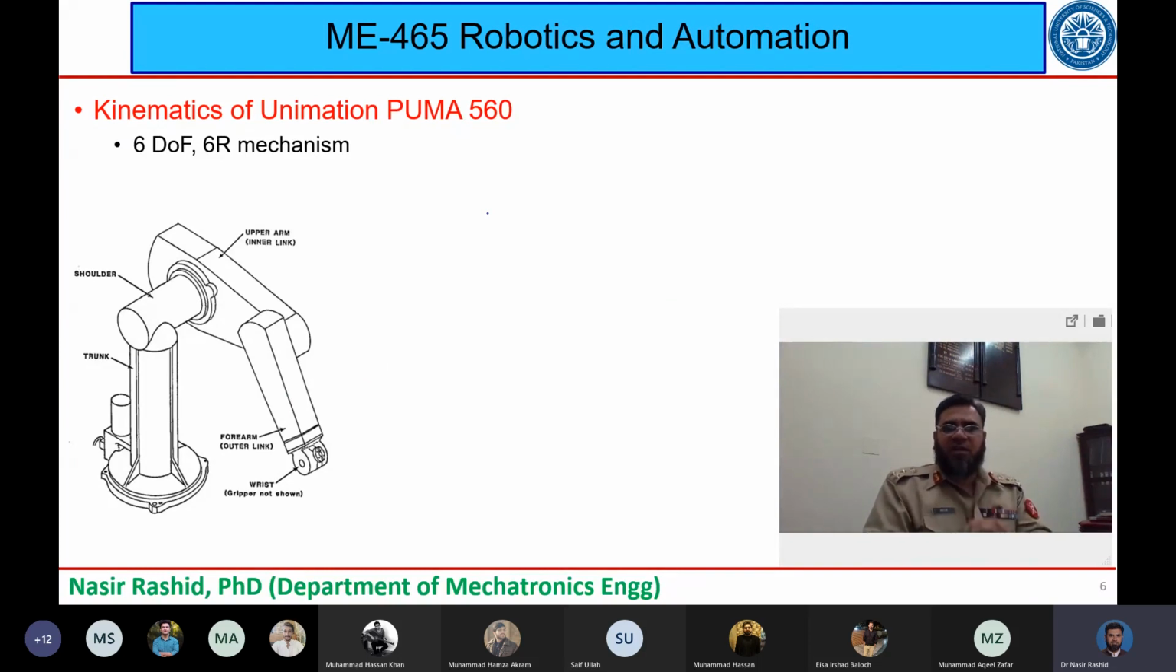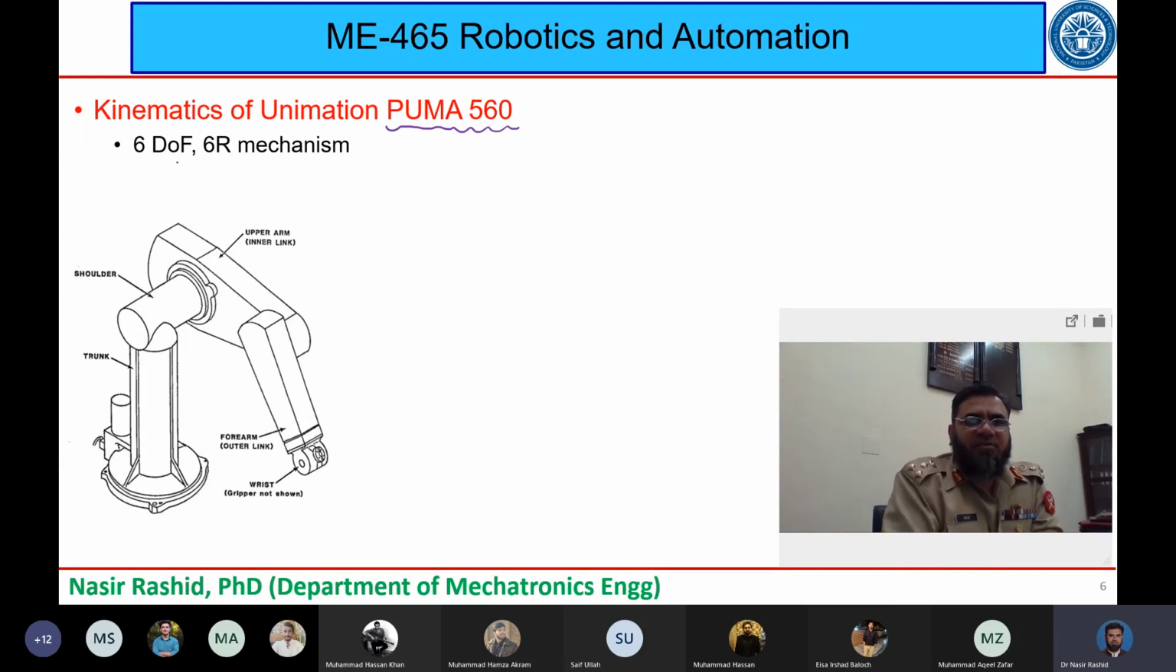Now we are going to talk about the kinematics. ये वो जो मैंने कहा था कि we are going to do the kinematics of two industrial robots. So this is the first industrial robot, which is called Unimation Puma 560. Unimation is actually the company, the first robotics company, which made Puma 560, and this was probably in the early 1960s.